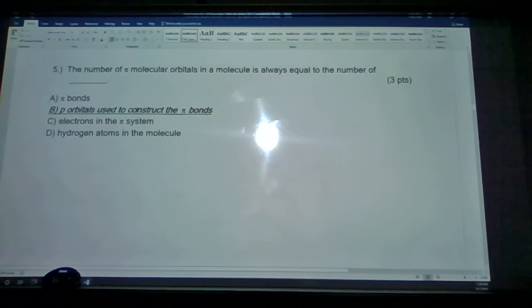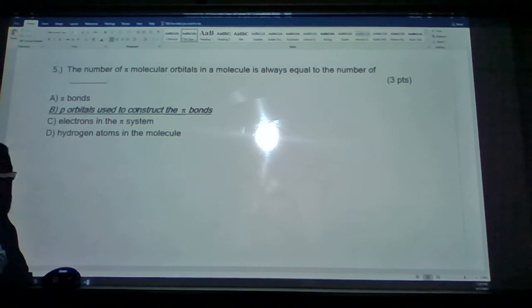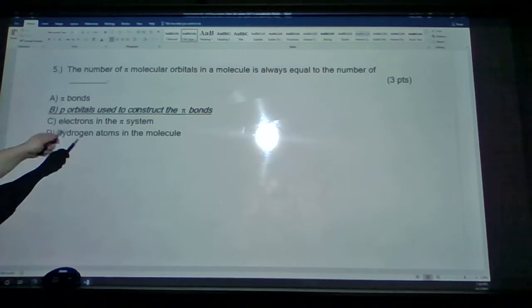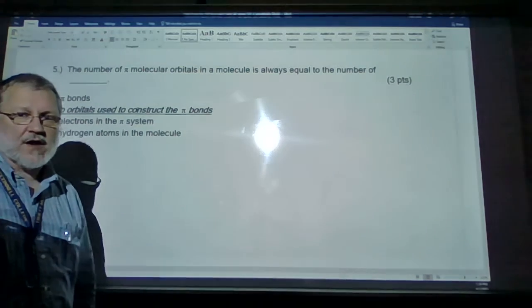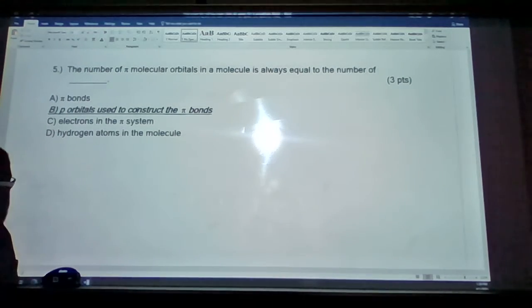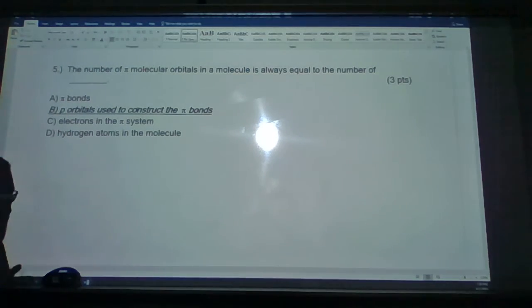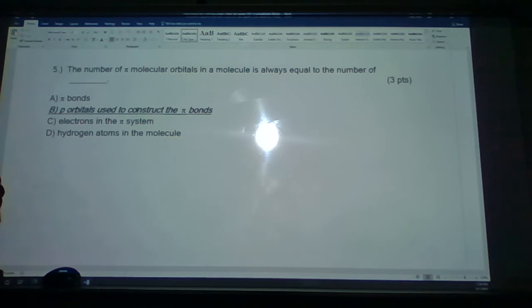The number of pi molecular orbitals in a molecule is always equal to the number of p orbitals used to construct the pi bonds. There are a number of diagrams in the chapter that talked about how we look at the design and the understanding of the pi molecular orbitals. Sigma molecular orbitals always come from s overlap. The pi molecular orbitals always come from overlap of unhybridized p atomic orbitals.